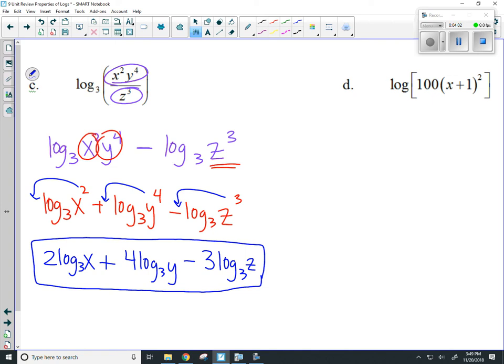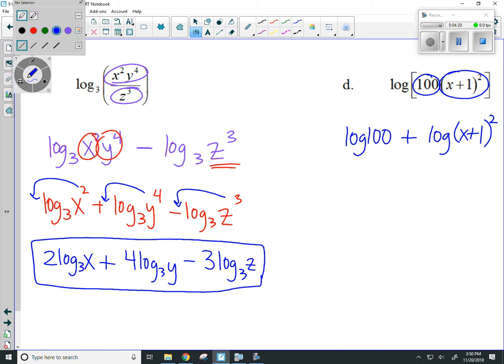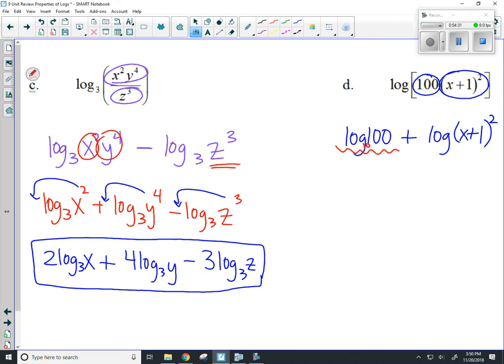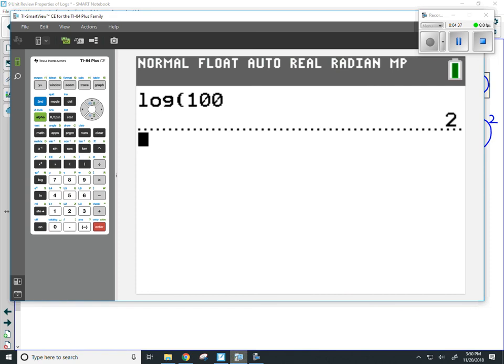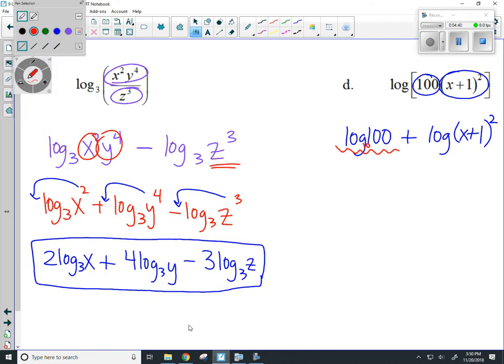All right, the last one in this section, we have 2 things being multiplied together, 100 and x plus 1 squared. So we're going to have log 100 plus log of x plus 1, the quantity squared. Two things are going to happen here. For starters, this is the common log. So log base 10 of 100 is asking the same thing as 10 to what power would actually give us 100. And if you're not sure what that is, you could always use your calculator, type log 100, and it'll spit out 2. So that's an option. So this first logarithm is just equal to 2.